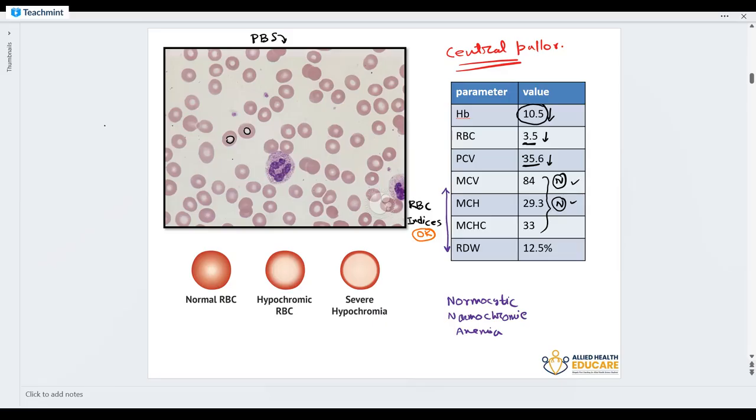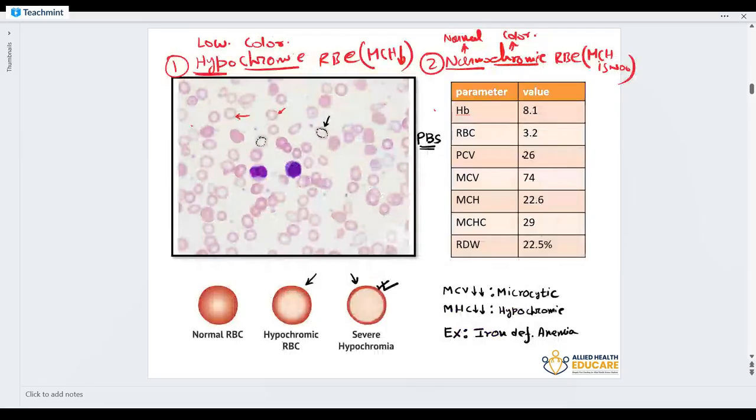Now, move to the next slide. Another very, very important slide. This is a very, very important slide because you may encounter this type of result in your everyday lab work. In this picture, first look at the peripheral blood smear picture. First look at the RBC. What do you see from the picture?